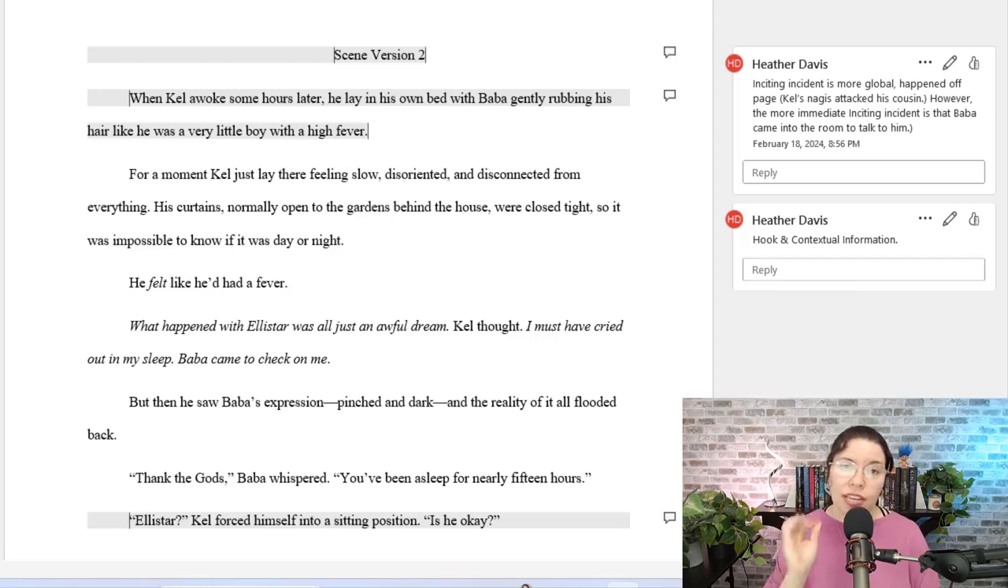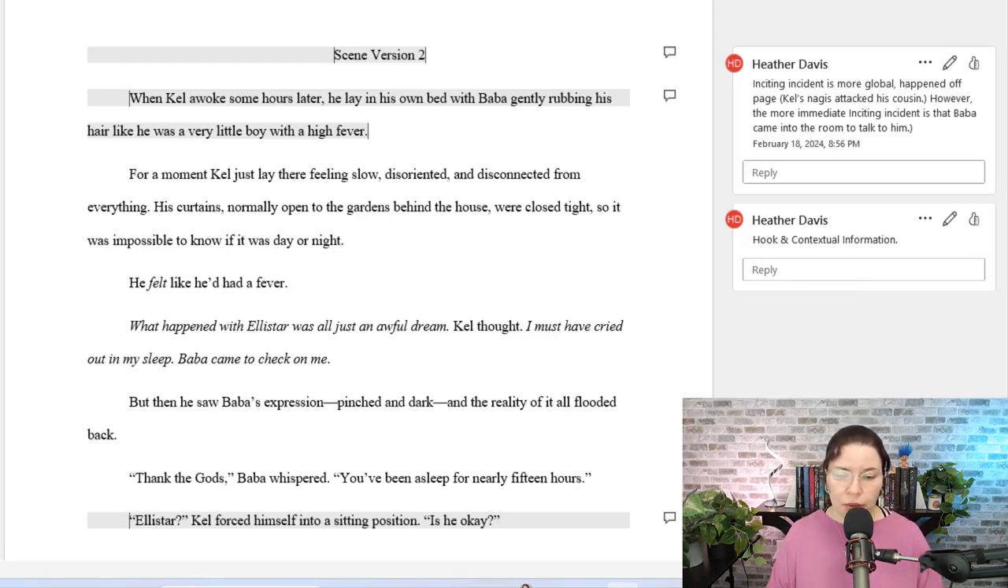Okay, so here I'm providing interiority. I'm allowing Kel to tell the reader what he thinks is happening. He thinks maybe it's just a mistake. Maybe he dreamed it all. But then he saw Baba's expression, pinched and dark, and the reality of it flooded back. So with Baba's expression being pinched and dark, I am throwing in body language so that Kel can understand something. So he's picking up on something that Baba isn't saying. That's also subtext, right? He's reading the subtext of the situation.